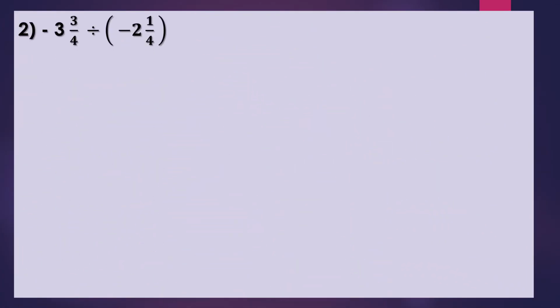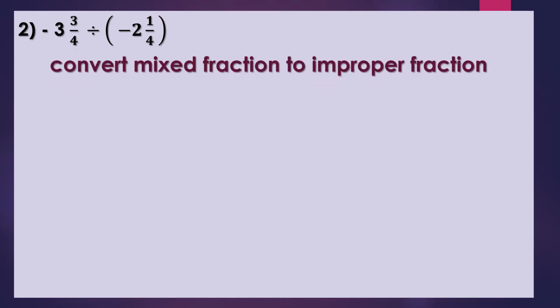Negative 3 over 4 divided by negative 2 and 1 over 4. We studied before to convert the mixed fraction to an improper fraction before any operation of dividing or multiplying, as follows. Yes, to convert the mixed fraction to an improper fraction, we have 15 over 4 divided by 9 over 4, and negative divided by negative will equal also positive. 15 over 4 divided by 9 over 4 will equal 15 over 4 times 4 over 9, which is equal to 5 over 3 in the simplest form.